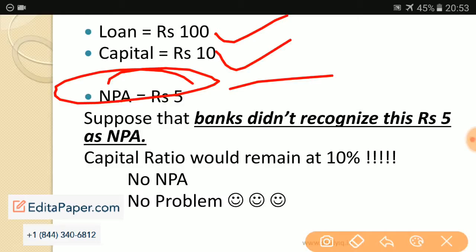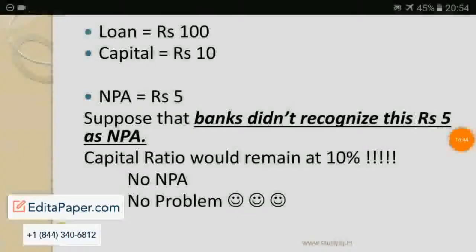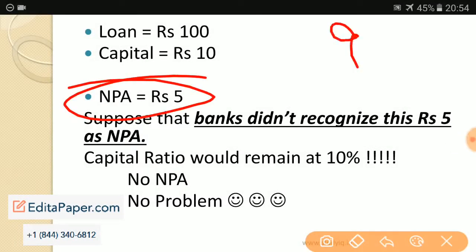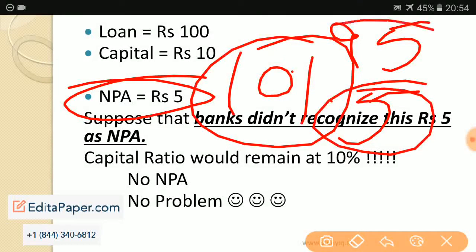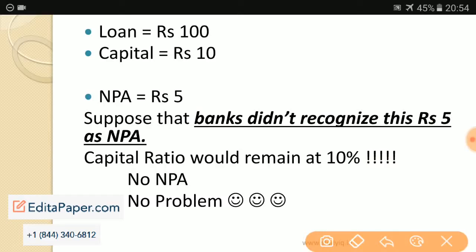Now what banks are doing is they are not recognizing these NPAs. Let us say that there is an NPA of 5 rupees now. So the banks are refusing to accept this NPA as 5 rupees. Why? Because if banks would accept this NPA as 5 rupees, then loan would become 95 rupees and the capital would become 5 rupees and the capital ratio of 10% would get disturbed. Because 5 is not 10% of 95. So their capital ratio would get disturbed, and also they would not be able to meet the Basel III norms, and financial stability of the banking system would be jeopardized.